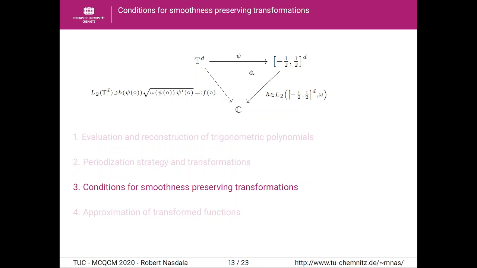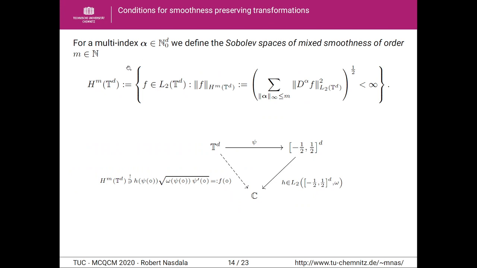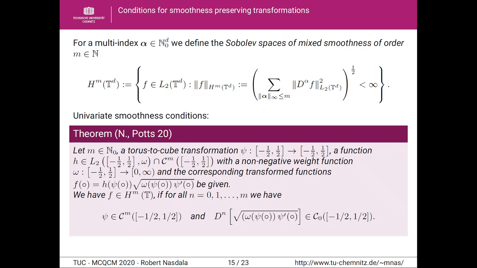And so we need another function space, which will be the Sobolev space of mixed smoothness, which are the L2 functions, where now the norm is based on the derivatives of the function f in the L2 norm. And the question we wanted to answer is, what do we need in order to have a periodized function f to be in such a Sobolev space of a certain order? And in one dimension, the conditions that we proved look like this.